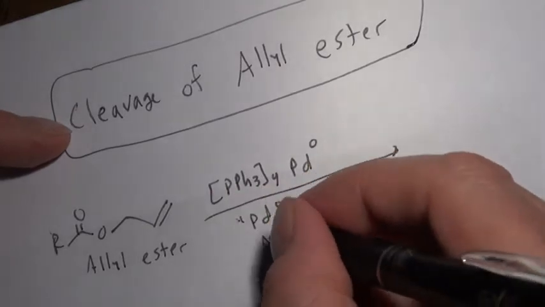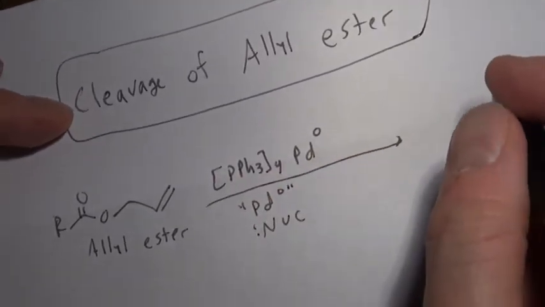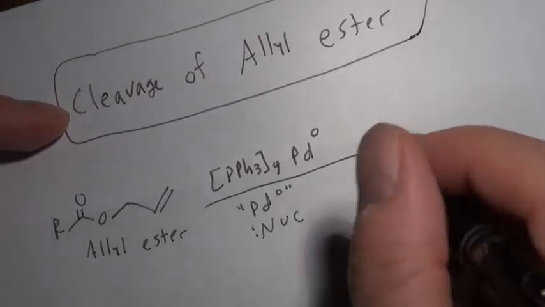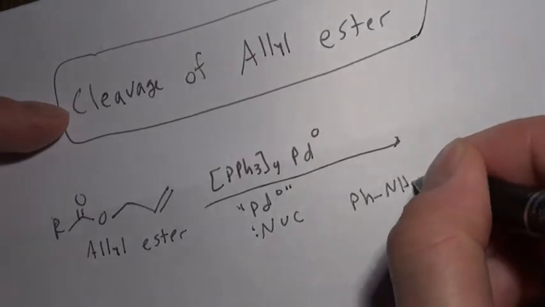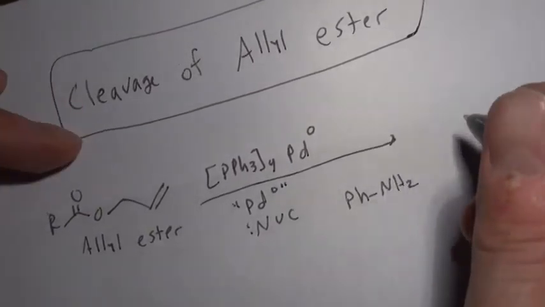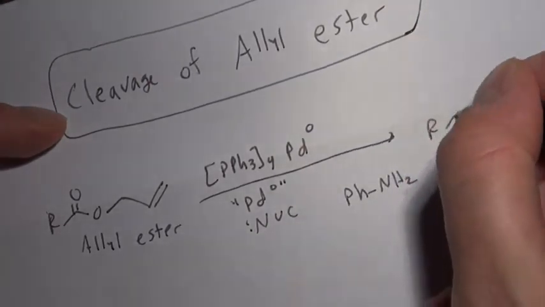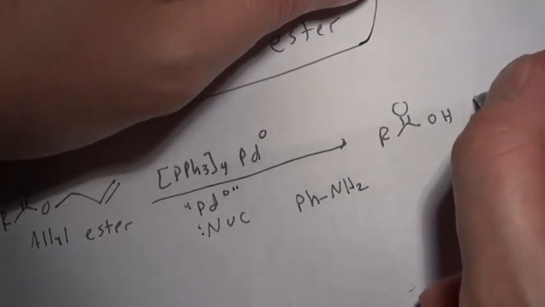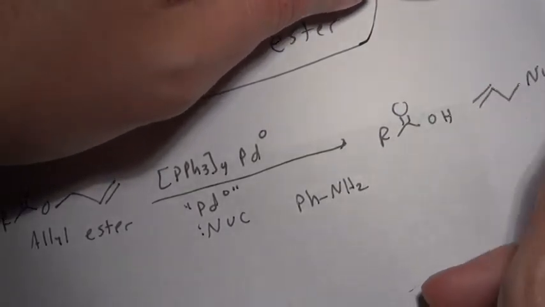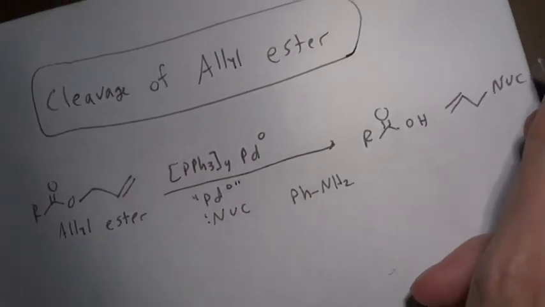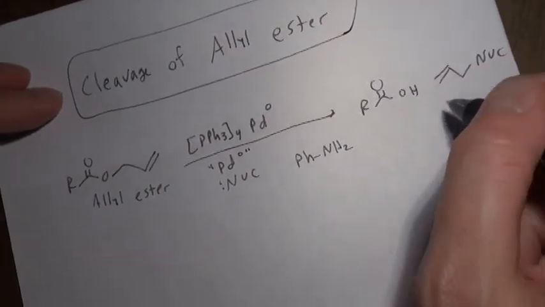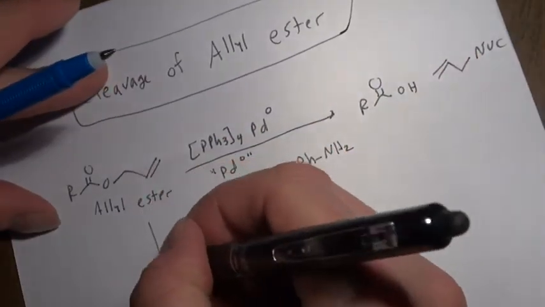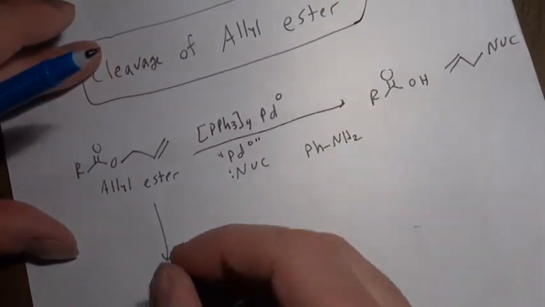And then we also need some kind of nucleophile. We showed the different nucleophiles in the PowerPoint, and I think in the paper they use aniline as their nucleophile, PhNH2, but it's just a nucleophile, it's the attack stuff. The end result is that you get a carboxylic acid, and your allyl group is now attached to the nucleophile. So essentially the nucleophile is kicking off the allyl group, and palladium assists in this process. So how does it do that? It's not that hard.